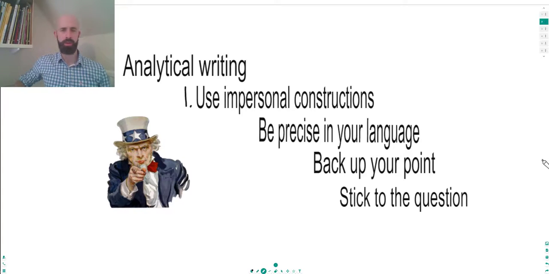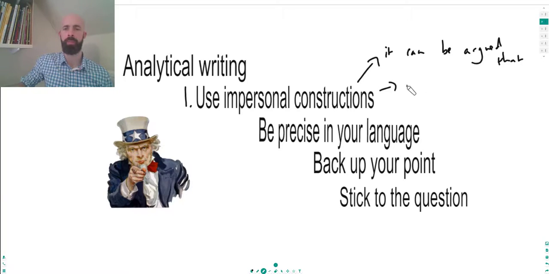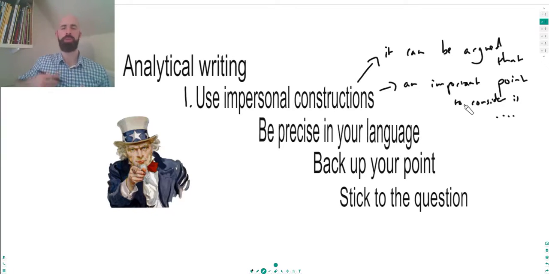So what you want to do is present your arguments in an impersonal way, and the way you do this is you use impersonal language. For example, it can be argued that, an important point to consider is... We want to be using these types of constructions in impersonal language. One might argue, one might say, many people think that. You just want to try and keep it impersonal. And then it's only really at the end of your discursive essay that you might come in with your own viewpoint, your own angle on things. So by using impersonal constructions when you need to, it gives you a lot more room for maneuver.